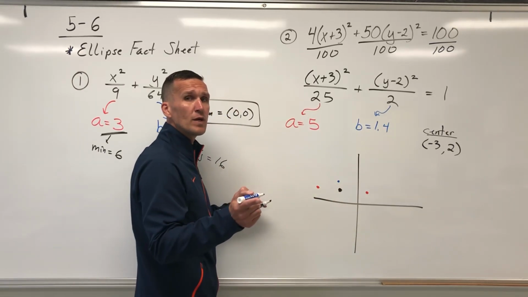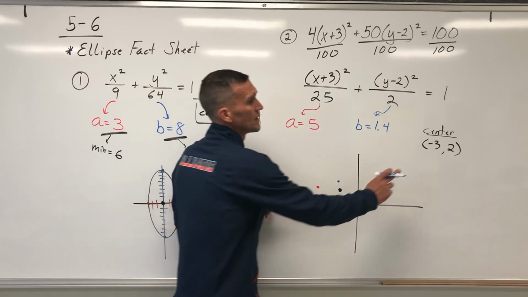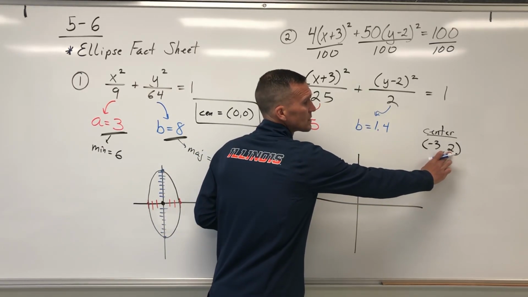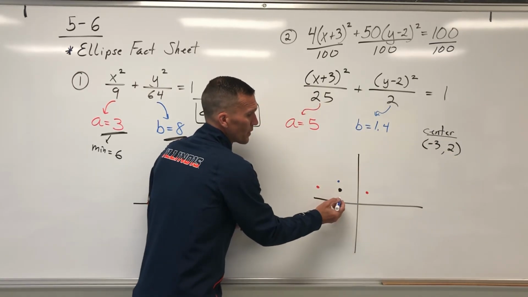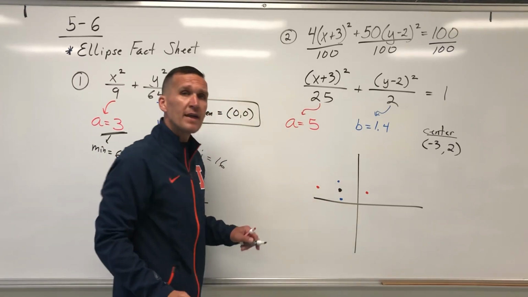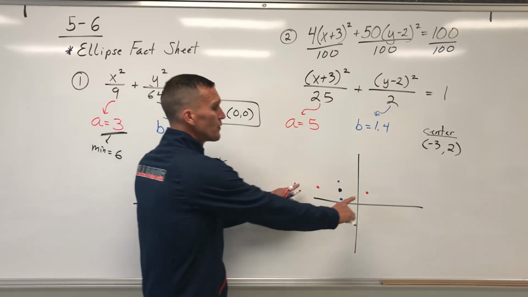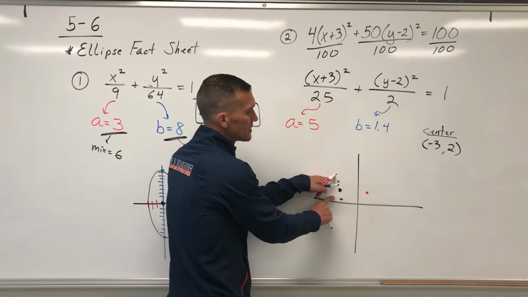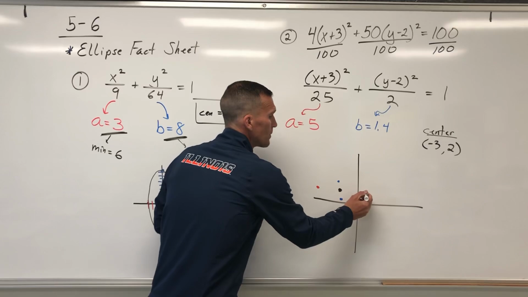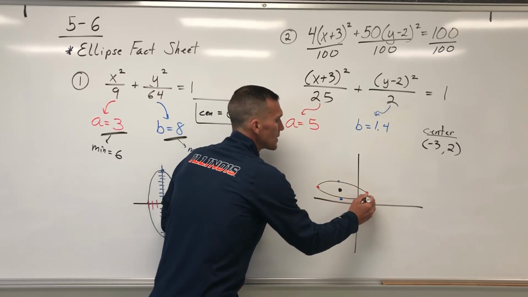Now, if you don't have a grid, you should still know your spatial awareness. The center was up 2 spaces. So when I go down 1.4, I am still above that x-axis. Now, you guys, you have your 4 vertices. You have your 2 vertices of your major, 2 vertices of your minor, and you can make this ellipse like so.